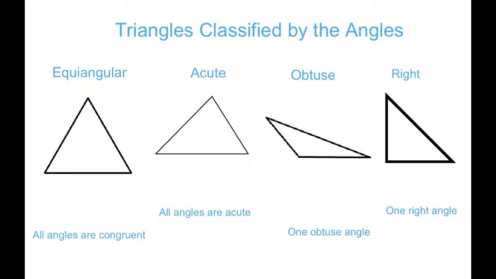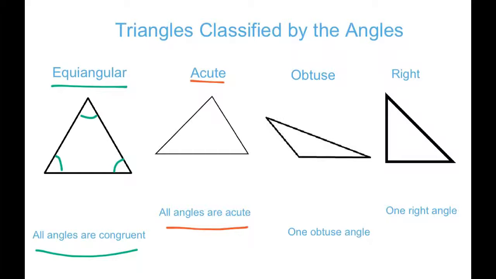Then we have triangles that are classified by their angles. The first one here is equiangular, and that means that all angles are congruent. So maybe markings like that showing that they're all the same angle measurement. Then we have acute. Acute means all angles are acute, and we learned earlier that acute angles are angles that are less than 90 degrees.